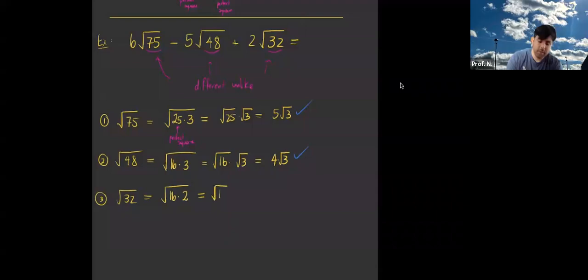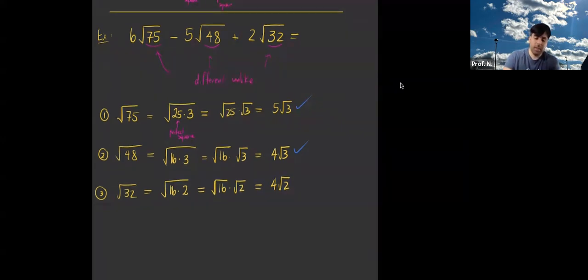So then I get square root of 16 multiplied by square root of 2. I already know square root of 16 is 4. And I get 4 rad 2. So rad 32 is 4 rad 2. Rad 48 equals 4 rad 3. Rad 75 equals 5 rad 3. Now, I've simplified each of these.